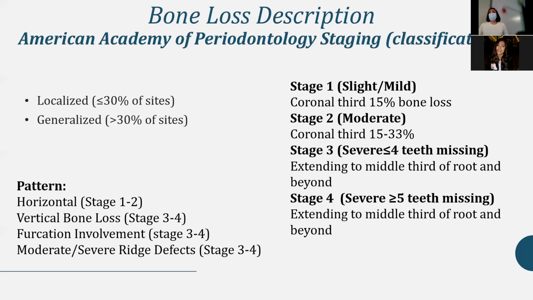Anyways, and then there's furcation involvement, which is going to be a shadowing or a radiolucency between the roots, the legs of the tooth. Then you have moderate to severe ridge defects, so the actual structure of the arch of the ridge of the mandible and maxilla.